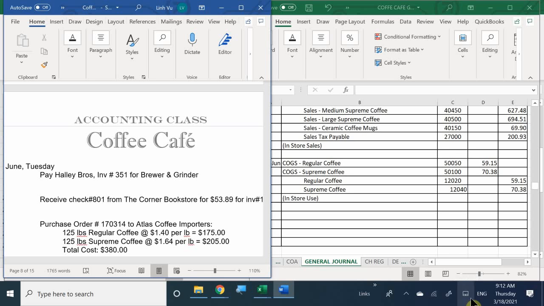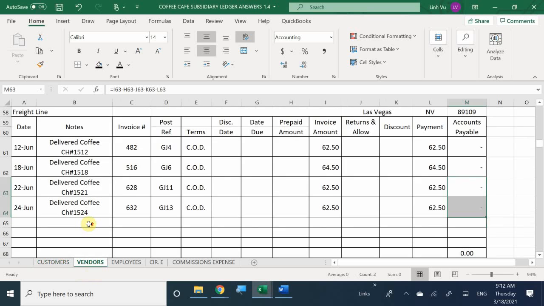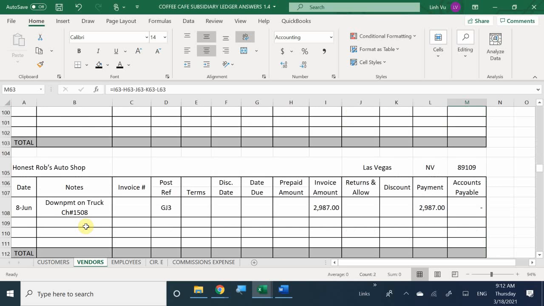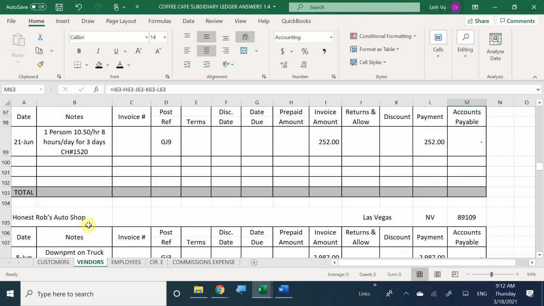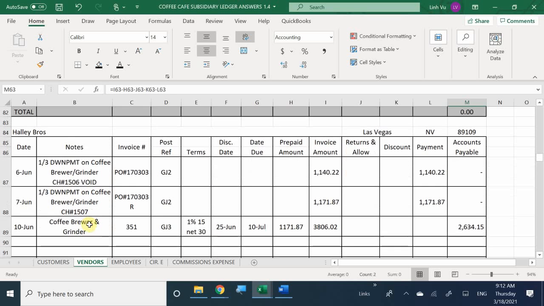Where did we go to find the information? Subsidiary ledger. Yes. So let's check it out under Halley Bros, under vendors. Here they are. Okay, so let's take a look at this bill. We received the bill and it's due on the 25th if we wanted to get a discount. So we took advantage of the discount. That means we're going to have to calculate 1% from each one.